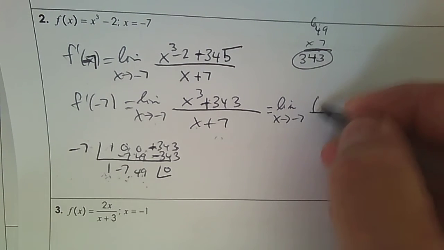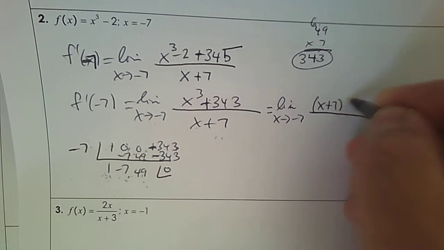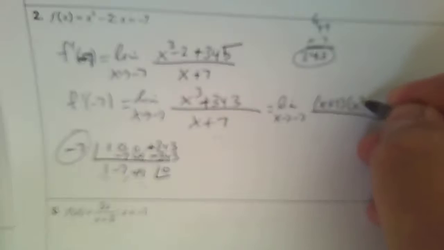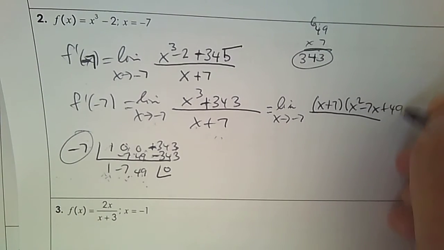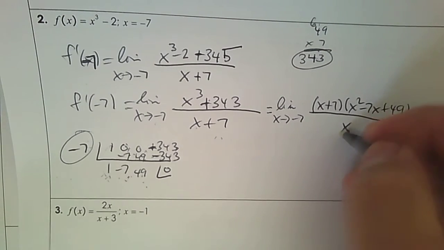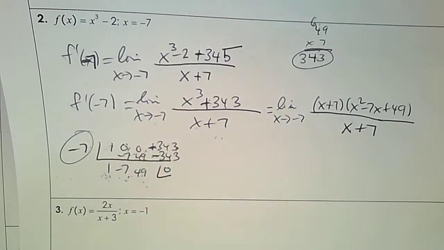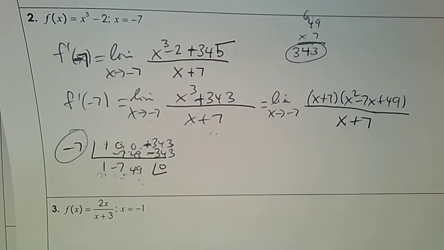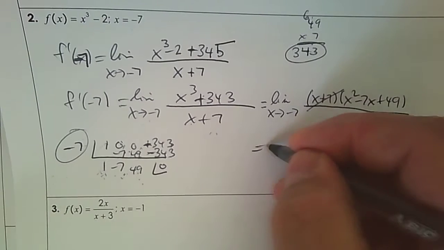So we have x plus 7. That comes from this. What's left over is x squared, subtract 7x plus 49. And then in the denominator is x plus 7. This is the work we did for polynomials and rationals at the beginning of the school year. Then notice x plus 7 divides out. So there's a whole divided out.